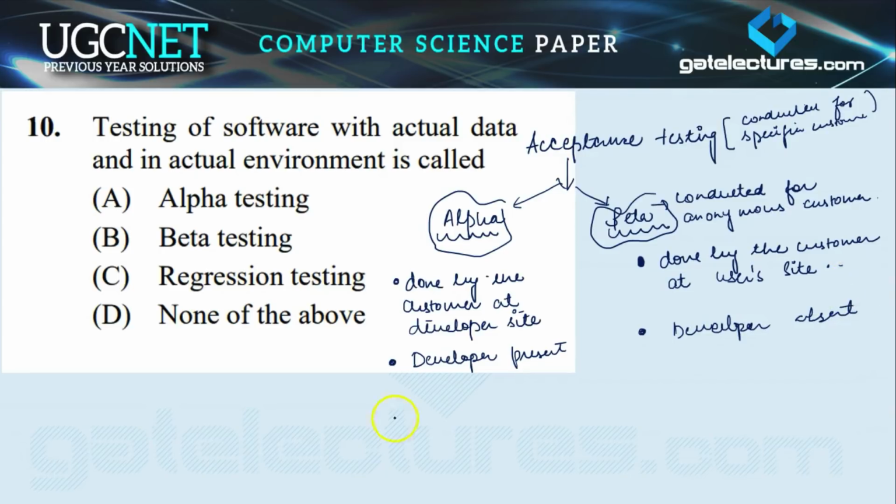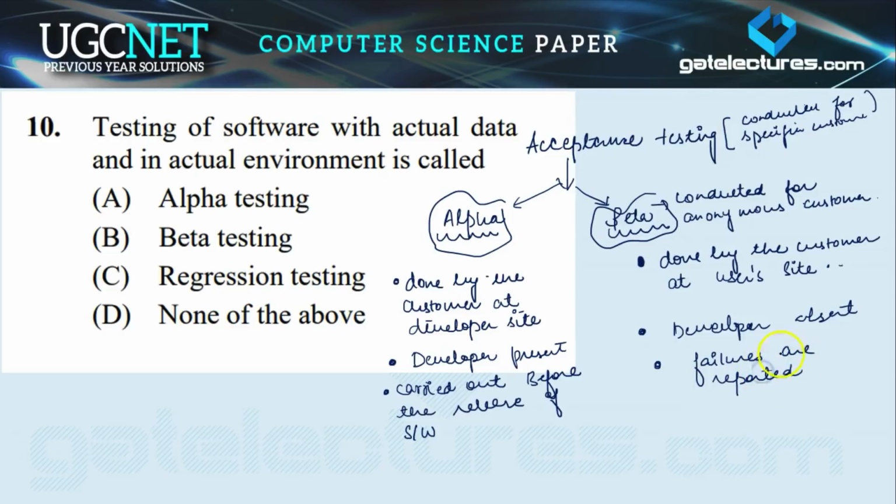Okay, so basically alpha testing is carried out before the release of software, and beta testing is done after the delivery, after getting the software, when failures are reported. So after the delivery, this kind of testing is done, right?